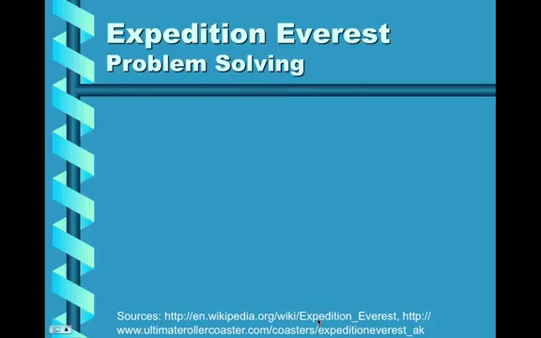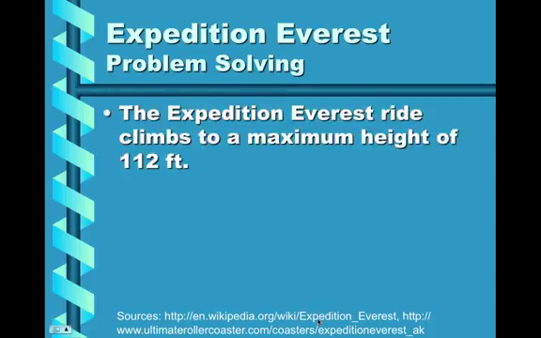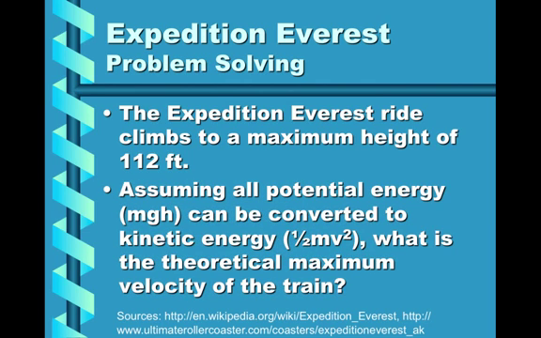Alright, now we're ready for some problem solving. So, the Expedition Everest ride, as we learned in the previous episode, climbs to a maximum height of 112 feet. So that is the height, or h. So, assuming all potential energy, which is mgh, can be converted to kinetic energy, which is 1/2 mv squared, what is the theoretical maximum velocity of the train?